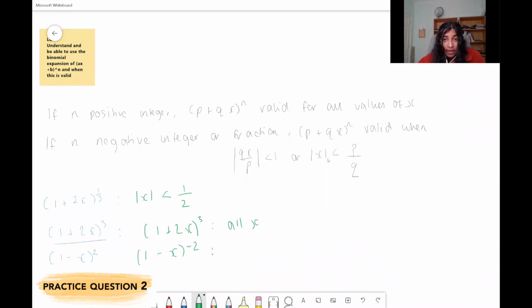So we say the mod of x has to be less than p over q, and here the x value is minus x, so remember that. So it would just be minus x. The mod of minus x has to be less than 1, it's just p, and q is just 1. So the mod of minus x has to be less than 1, which is the same as saying the mod of x has to be less than 1. Because the modulus of a negative number could not be negative, it would always be positive.